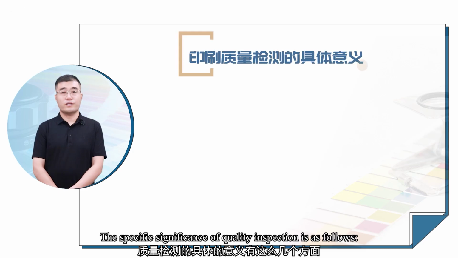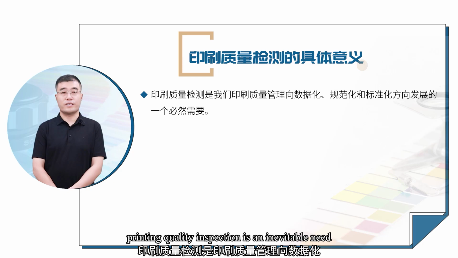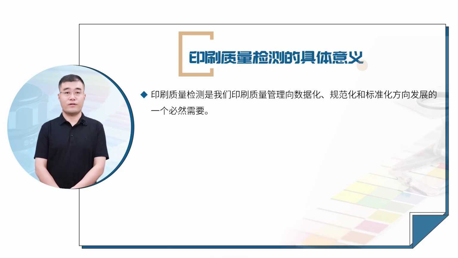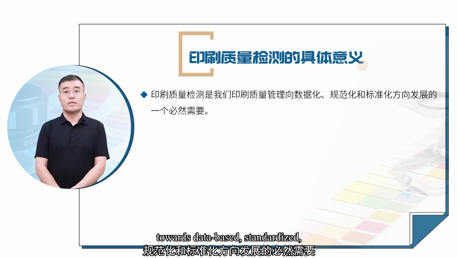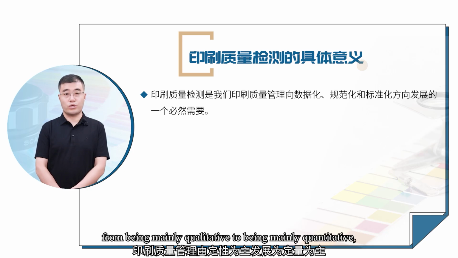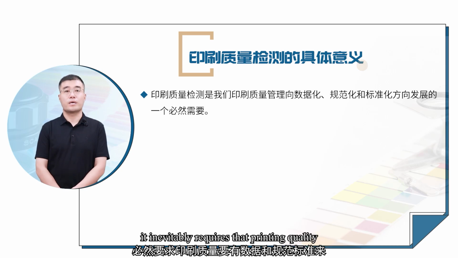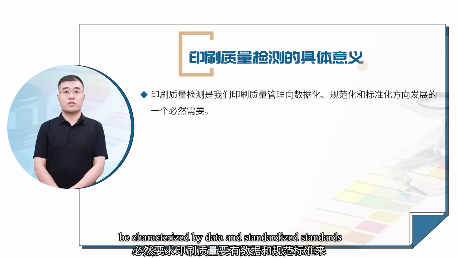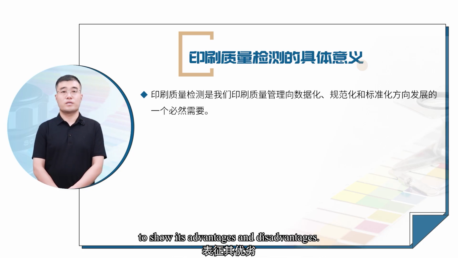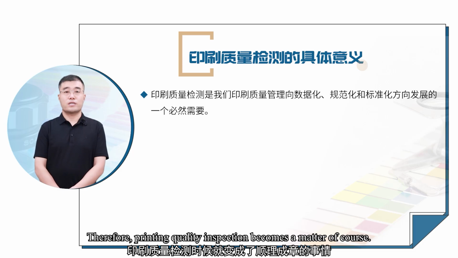The specific significance of quality inspection is as follows. First, printing quality inspection is an inevitable need for the development of printing quality management towards data-based, standardized, and standardized directions. As printing quality management develops from being mainly qualitative to being mainly quantitative, it inevitably requires that printing quality be characterized by data and standardized standards to show its advantages and disadvantages. Therefore, printing quality inspection becomes a matter of course.